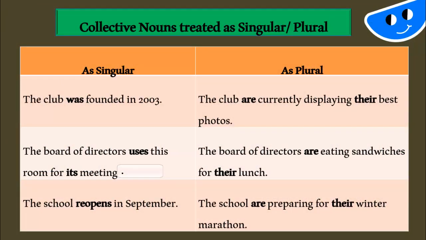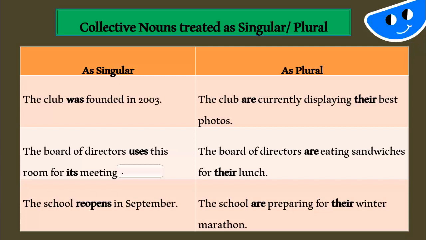Let's have a look at some more sentences of collective nouns having singular and plural verbs. The club was founded in 2003. The club are currently displaying their best photos. The board of directors uses this room for its meeting. The board of directors are eating sandwiches for their lunch. The school reopens in September. The school are preparing for their winter marathon.